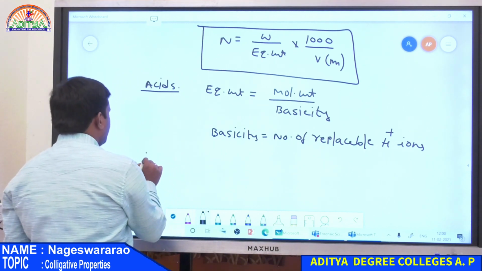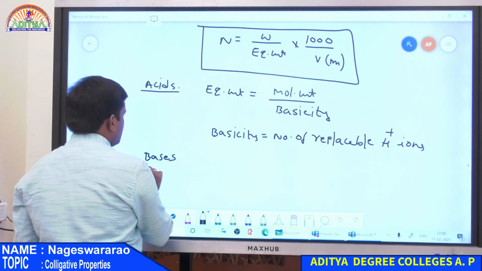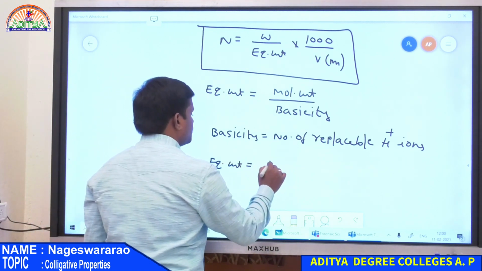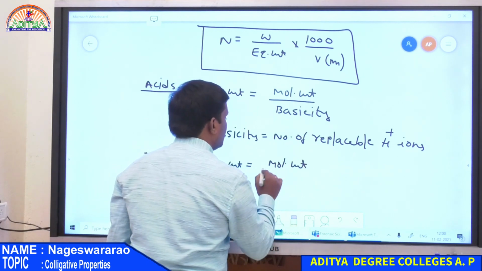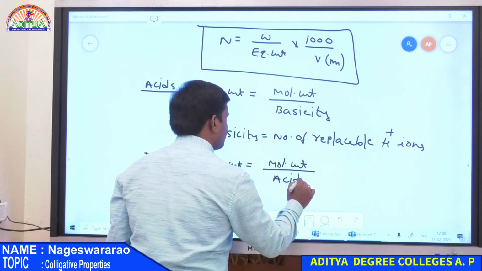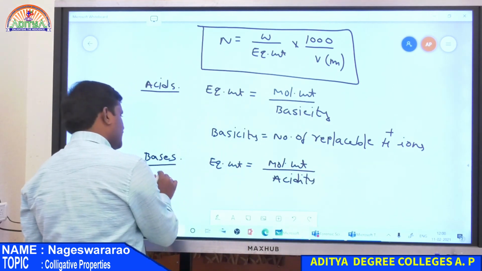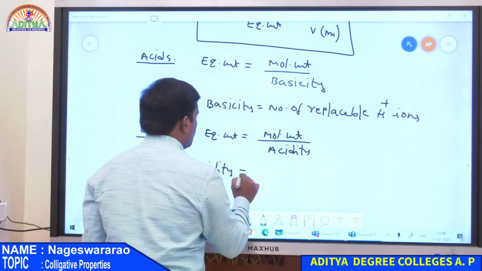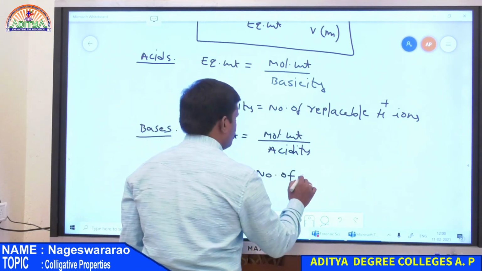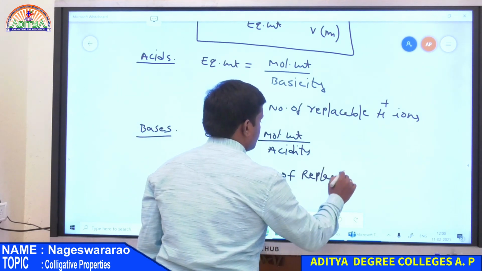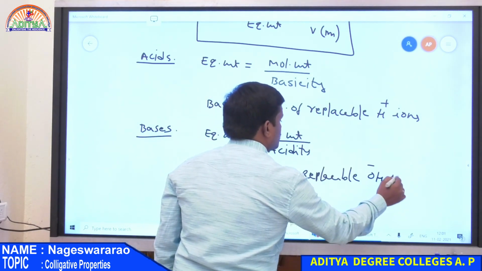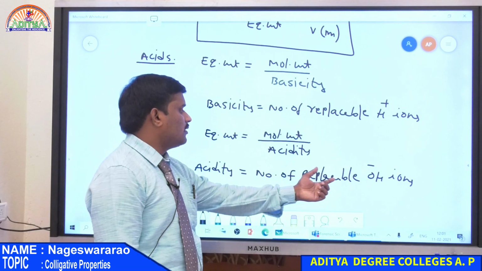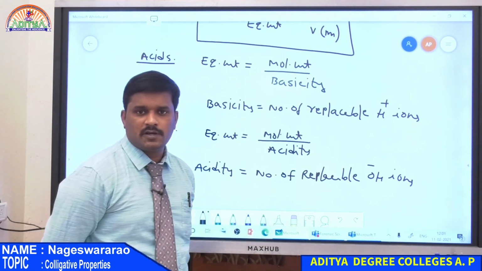If it is a base, then equivalent weight is equal to molecular weight divided by acidity. Similarly, what is acidity? Acidity is nothing but the number of replaceable OH minus ions. So for a base, acidity is equal to the number of replaceable OH minus ions.